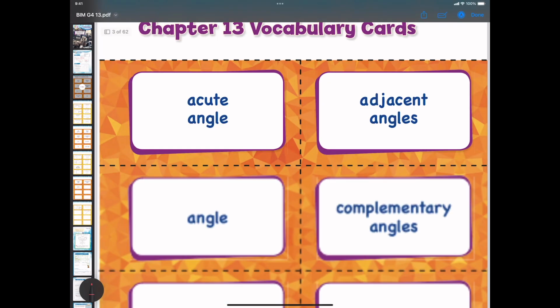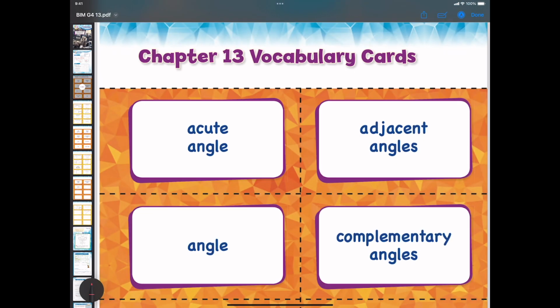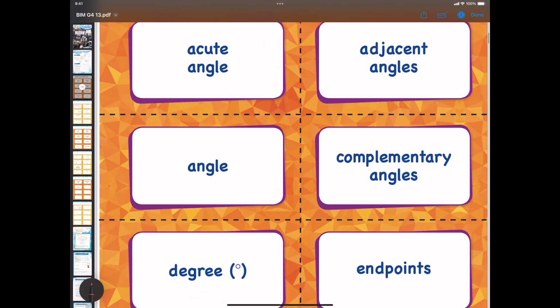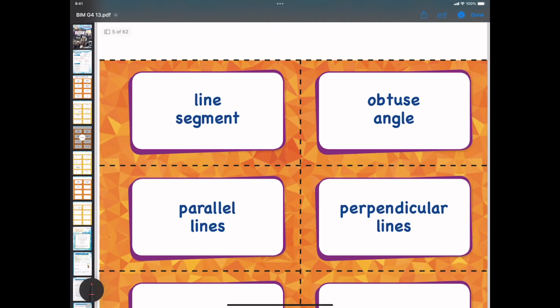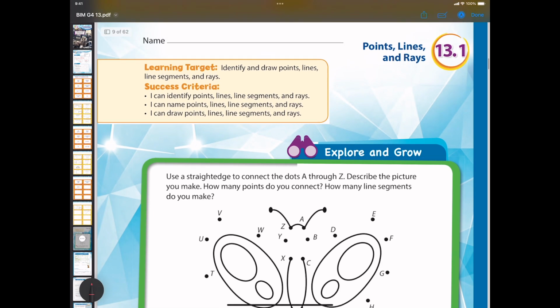And then you see that we have many new vocabularies. It's not new, but I want you to understand and remind yourself what we have learned. Okay, so we have a few new vocabularies than third grade. So I want you to cut it out and have them with you and study with these vocabularies. Okay. And lesson 13.1. Our target is to identify and draw points, lines, line segments, and rays. Okay. So points, lines, and rays.